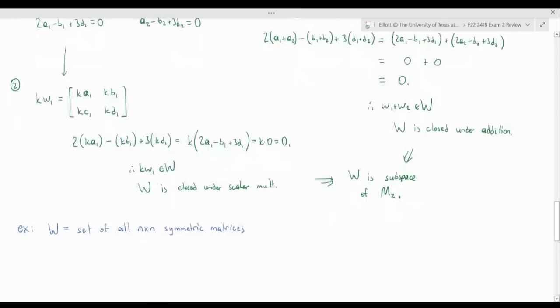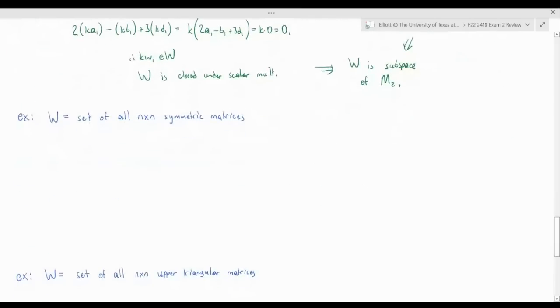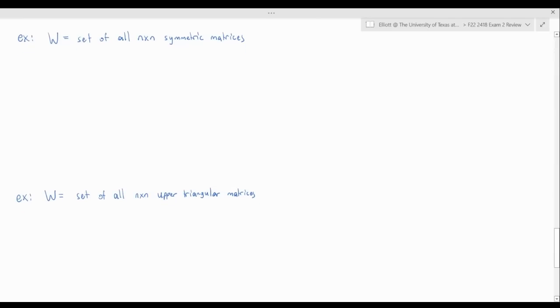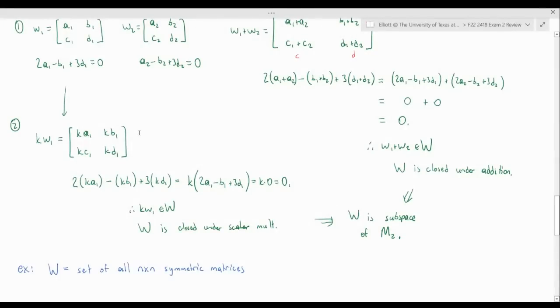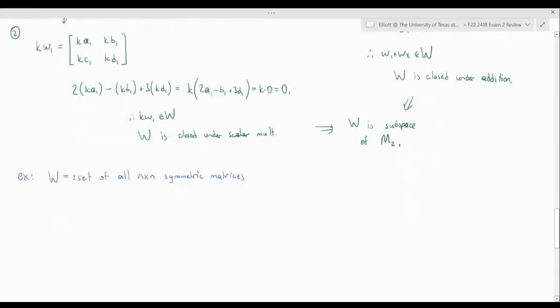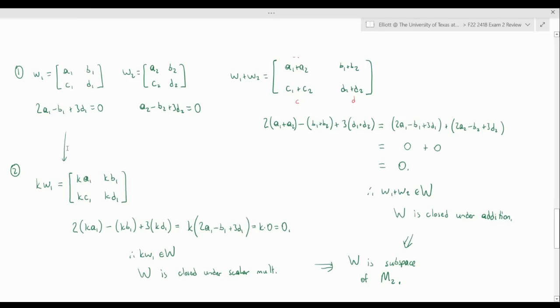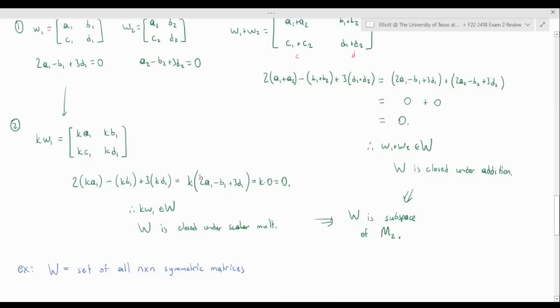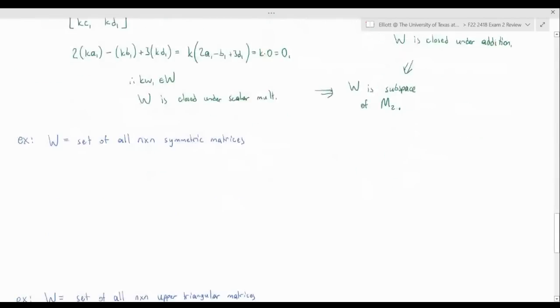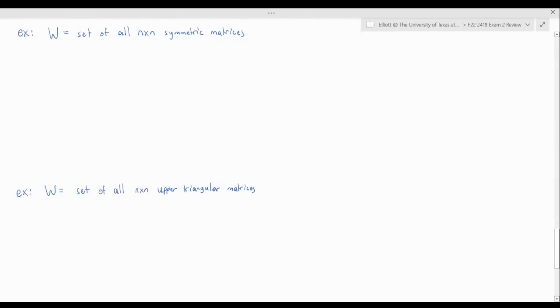Okay. Now with matrices, matrices are maybe a little bit more versatile for your professors in the sense that they might define W not in terms of an equation, like how I did up here. So here's another example where we're just looking at W being the set of all n by n symmetric matrices. Okay.